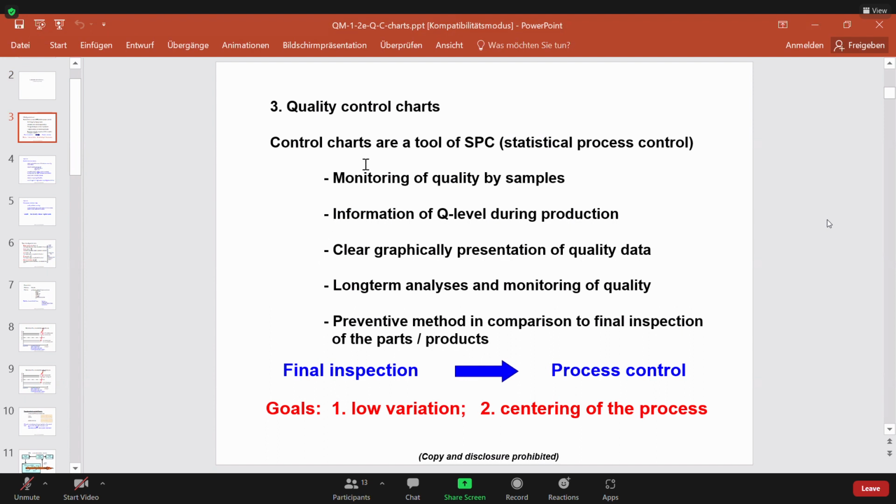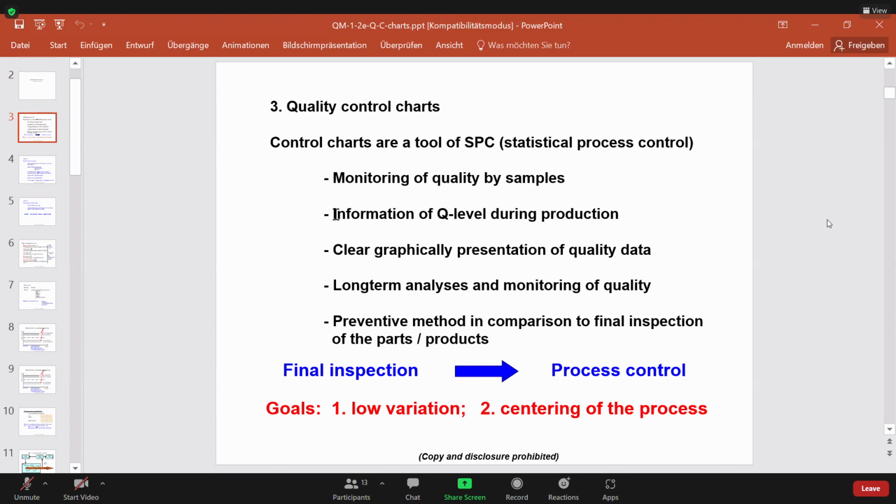Every control chart is related to one quality characteristic. So this means one critical dimension or important thing like, I don't know, strength or whatever the customer defines as an important quality characteristic. And in most of the cases, the customer defines which quality characteristics have to be documented and monitored in SPC quality control charts. So it is the monitoring of the quality by samples.